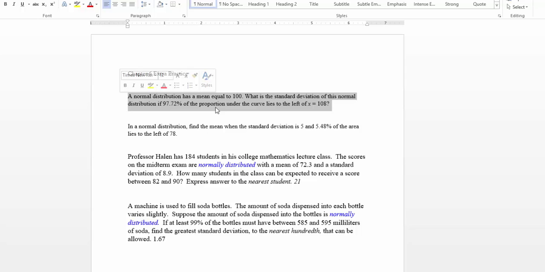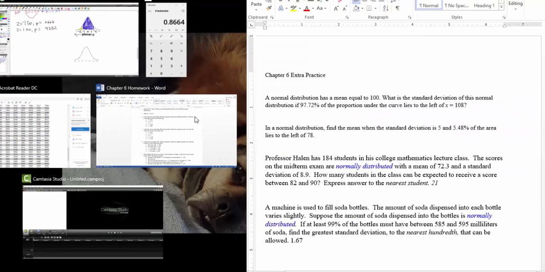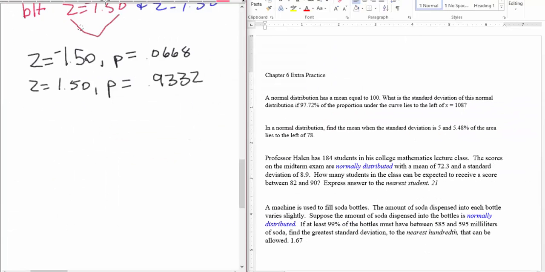What is the standard deviation of this normal distribution if 97.72% of the proportion under the curve lies to the left of x equals 108? There's a lot going on in this question. So the first thing I like to do in these kinds of questions is just write out my information.